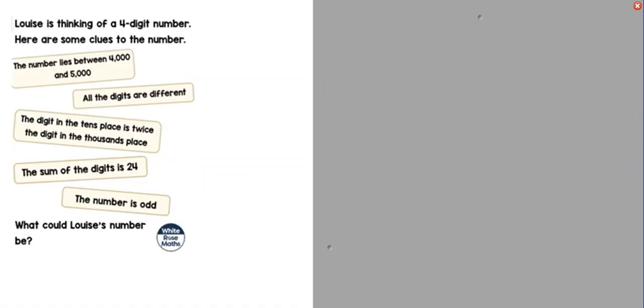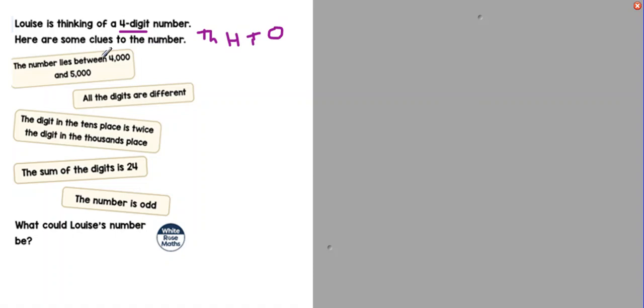Let's move on. So here, Louise is thinking of a 4-digit number. So it's a 4-digit number, so that must mean that it has a thousands column, hundreds column, tens column, and a ones column. Okay, so here are some clues to the number.